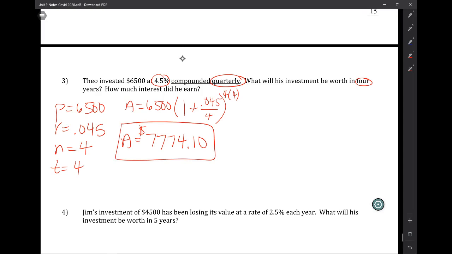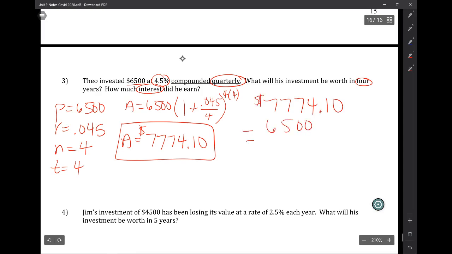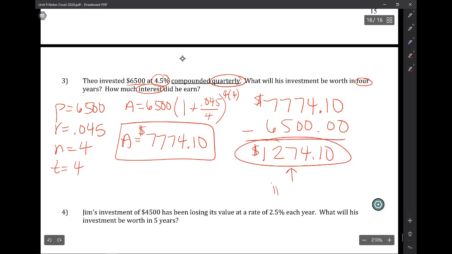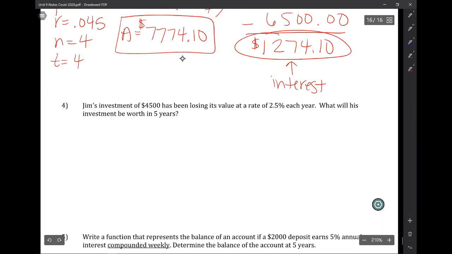But remember, I invested $6,500. So by just literally putting my money and letting it sit there for 4 years, how much did I gain on that initial investment? So how much interest did I earn? So $7,774.10. Subtract my initial investment, and I am earning $1,274.10 just by letting it sit there for 4 years. So that is how much interest I gained. Not too bad for literally just putting money and letting it sit.